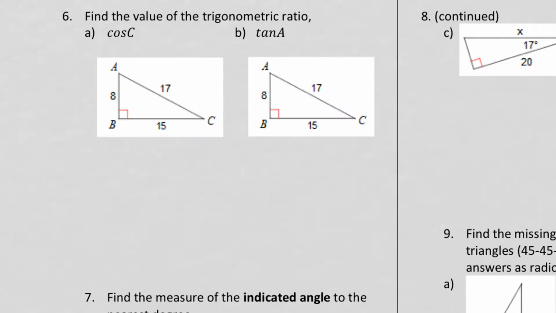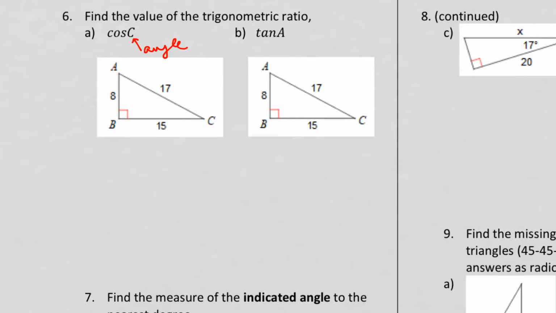Alright, number 6. So now we're into the part of the review talking about right triangle math. So 6a and b ask you to find the value of the trig ratio that's given to you. In this case, here's a picture of a triangle with 3 sides given to you, and I want to find cosine of C. Remember that when we do this, C here is the angle that we're using, our reference angle.